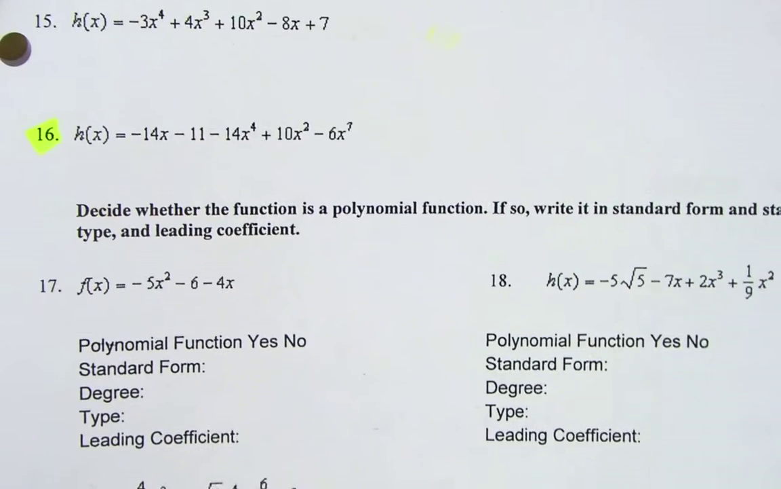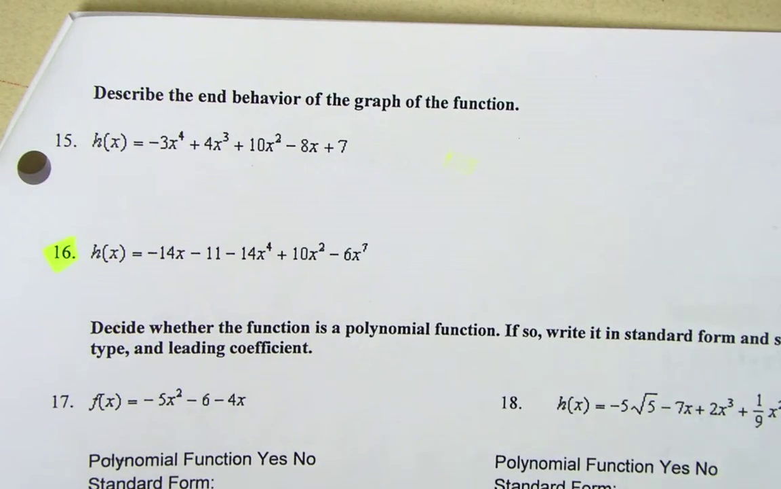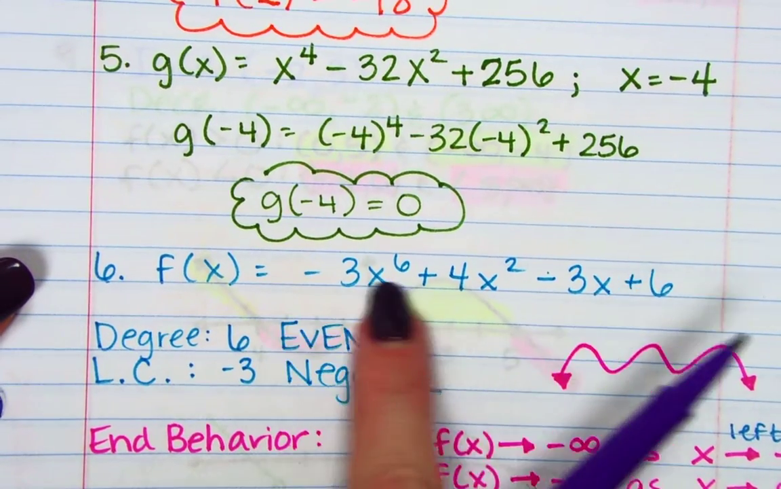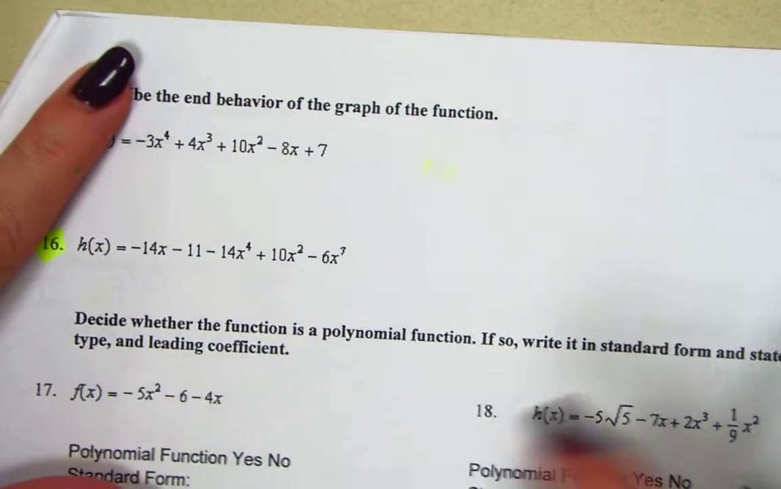Let's do number 16, okay? Number 16, just because I think end behavior was something that people had questions about, right? This would be like on our 4.1 notes, number 6 and number 7. They want you to tell the end behavior. They give you a polynomial and they want you to tell them the end behavior. Okay, first we need to find the degree.